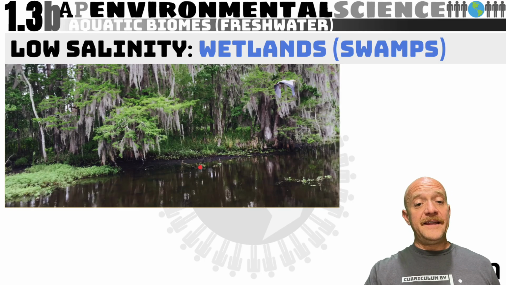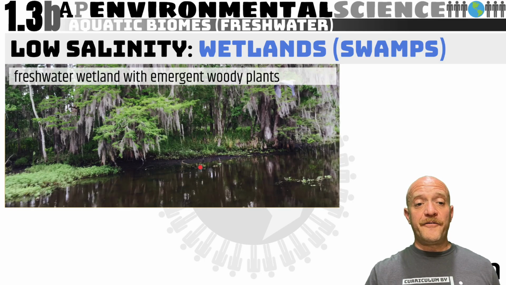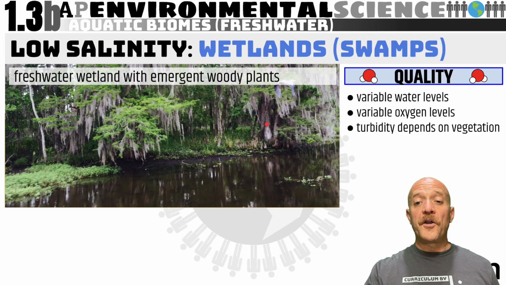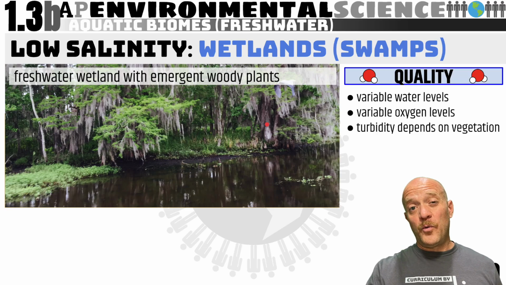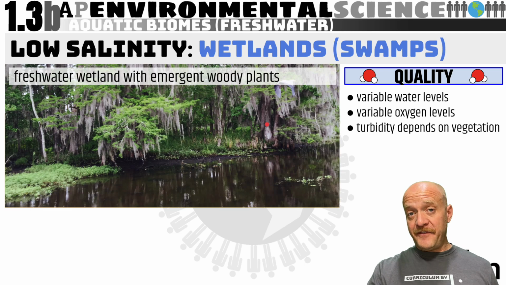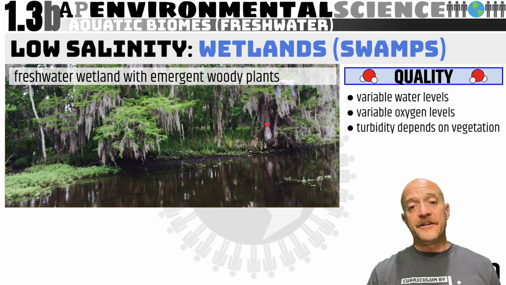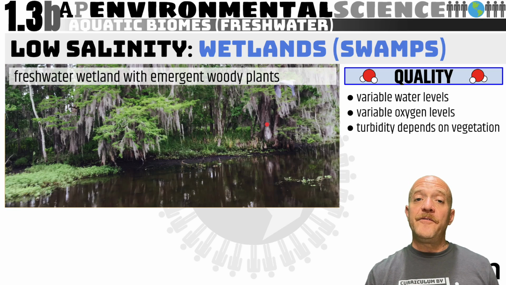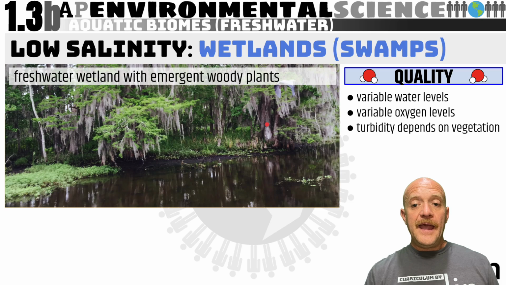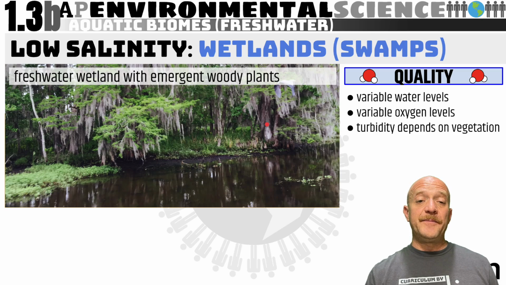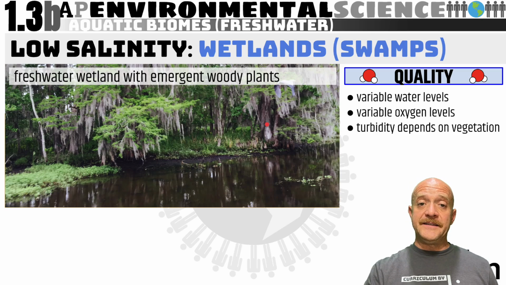Another type of wetland is a swamp, and swamps are freshwater wetlands with emergent woody plants. So you see you have trees here; you're going to find trees in a swamp. Water quality: you're going to have variable water levels depending on the time of year or the water flow, whether it's flowing in or out. And as a result, the oxygen levels will also be variable because they will vary based on the productivity. And the turbidity levels are going to depend on the vegetation that is present.